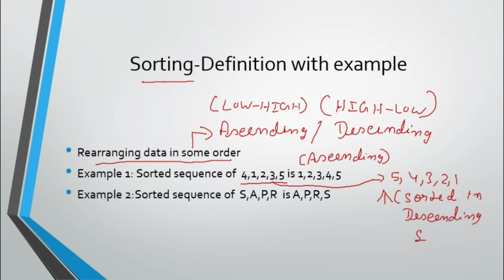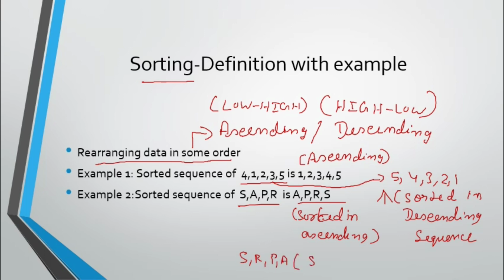So this is for the numbers. In the same way, we can also sort alphabets. A is the first character and Z is the 26th, the last character. So for S, A, P, R, the sorted sequence in ascending order is A, P, R, S, and in descending order it is S, R, P, A.